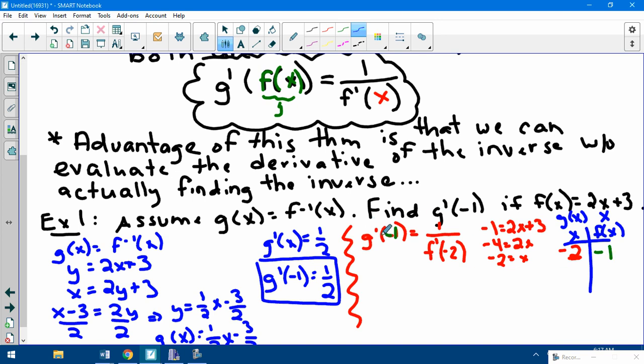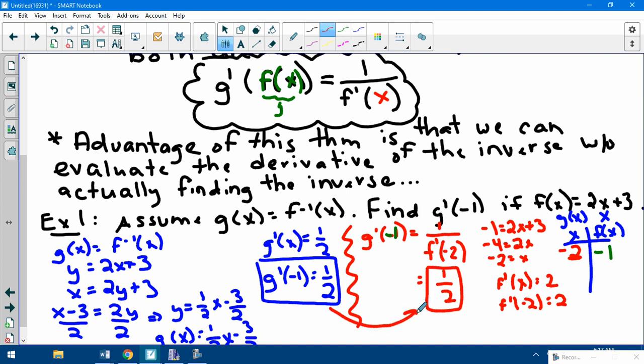Okay, now to evaluate this, I just have to find 1 over f prime of negative 2. So I have to take the derivative of f. So let's find f prime of x. That's going to be 2. So what would be f prime of negative 2? Also just 2. So the answer is 1/2. What do you know? Same answer.